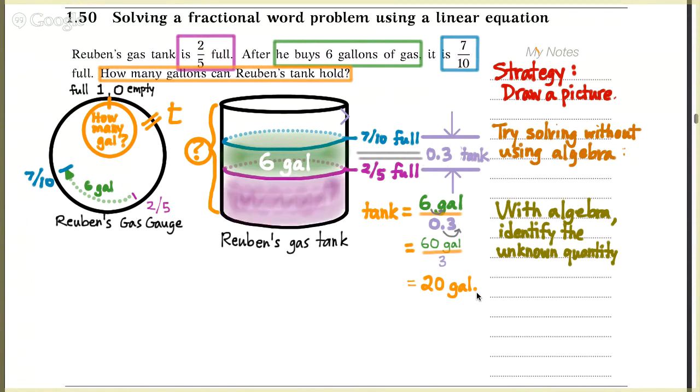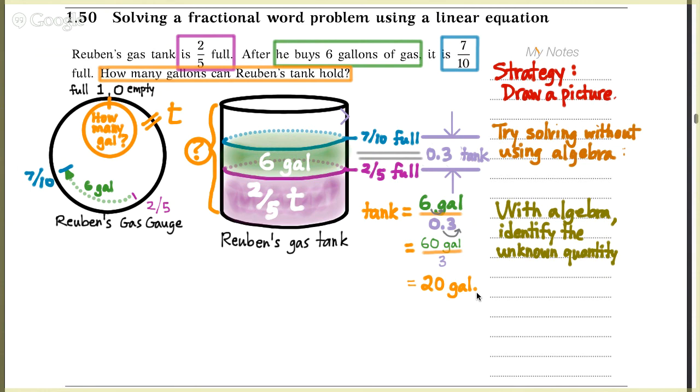So if T is my variable, what do I know? I know that Ruben starts in this problem with a tank that's 2/5 of the way full. So how much gas is there in that purple slice? If the tank holds T gallons and it starts at 2/5 full, then that must mean that Ruben is starting with 2/5 times T gallons of gas.